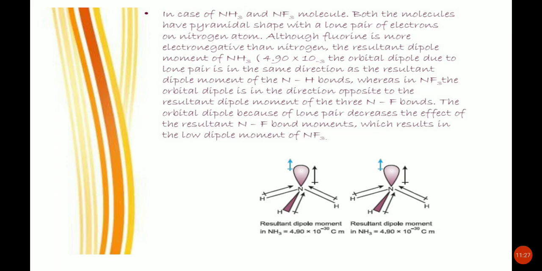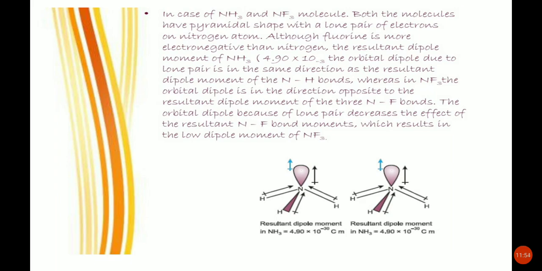So here in NH3 the orbital moment due to the lone pair is in the same direction as the resultant dipole moment of 3 NH bonds, hence adds on the resultant dipole moment of NH bonds. That is, the dipole moment of the lone pair and the dipole moment of the 3 NH bonds add up because they are in the same direction. So it has a good dipole moment, or a larger dipole moment.